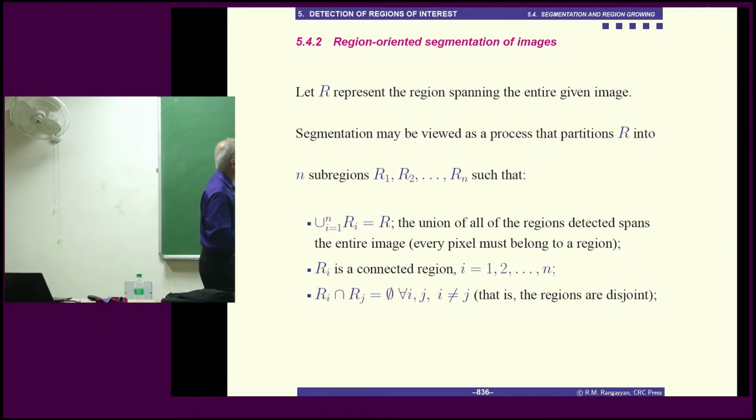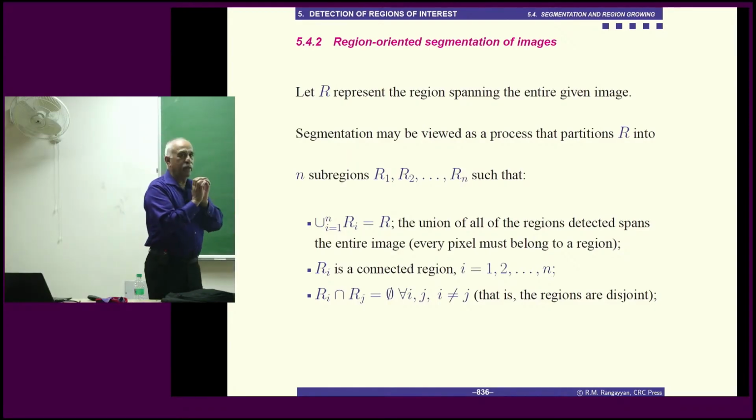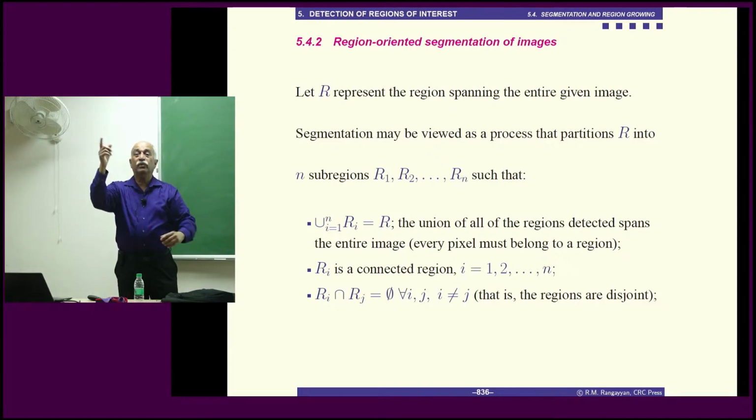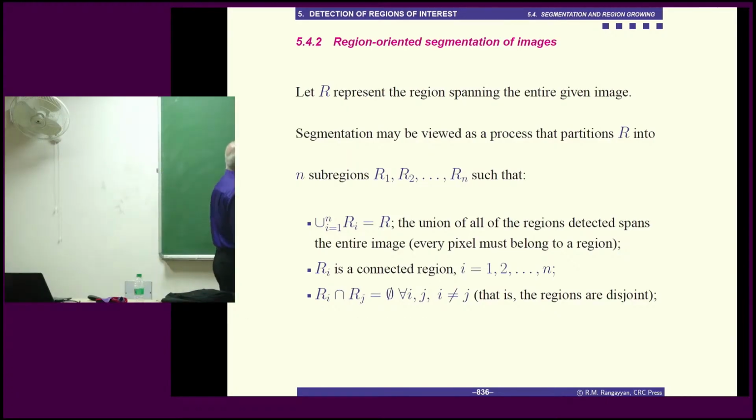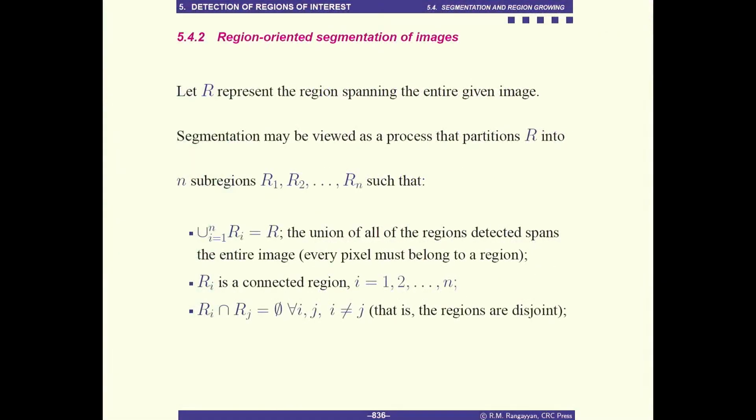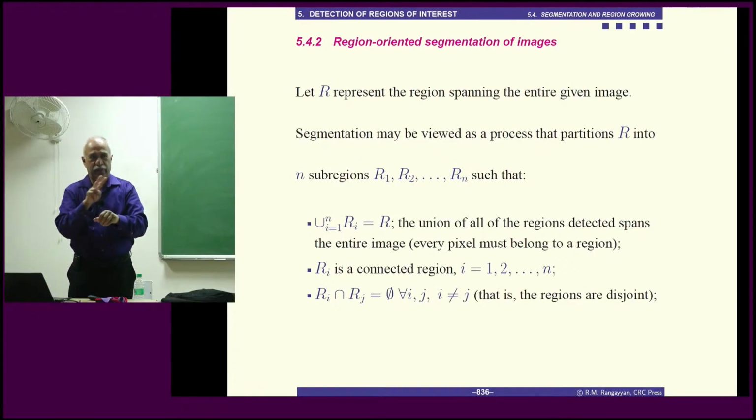Ri is a connected region. Each region has pixels that are connected spatially. But one region here, another region there could belong to the same object, like calcification. That's a different story. Ri intersection Rj, or the superposition of two regions, must be 0. That is, two regions should not have anything in common. A pixel cannot belong to two regions. The regions are disjoint. They could be adjacent, but no pixel belongs to two regions.